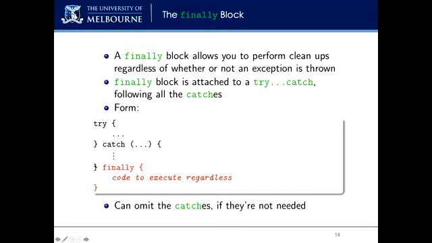So the finally block works exactly the same way. At the end of the curly brackets, you simply put the word finally. You don't need to give it any error because it's going to run regardless. And the code to execute when an error occurs is run.